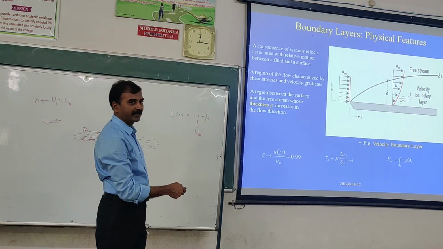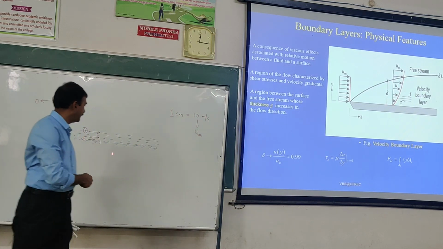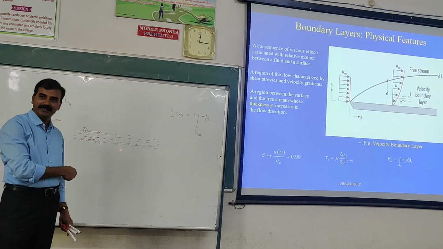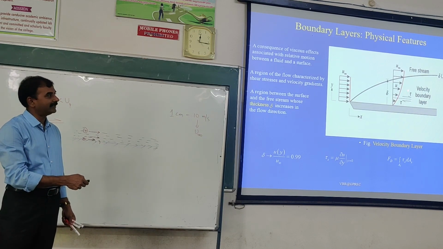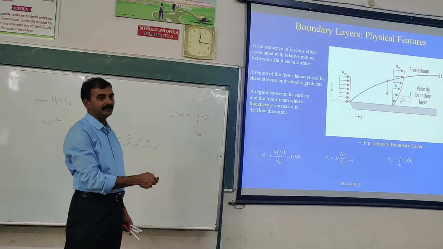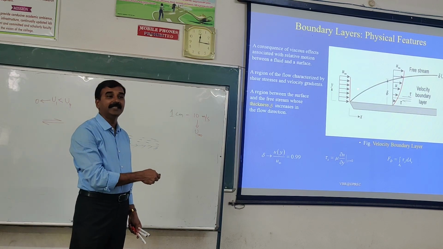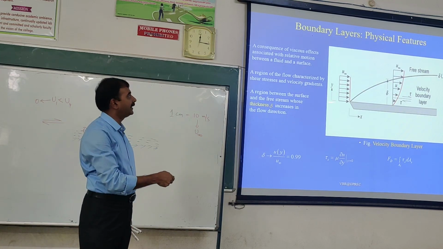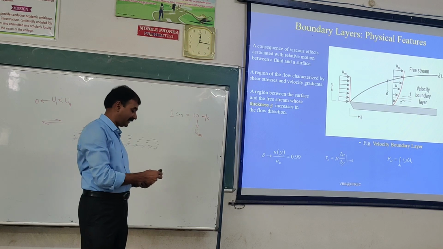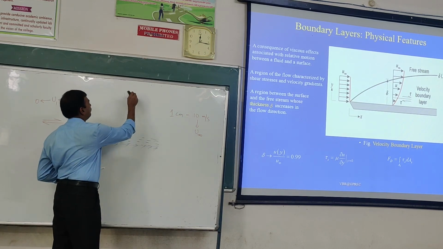Now at this point, is there any width? It's a point. So therefore what is the velocity here? Velocity is 0. As you go up slowly, what is happening? The effect of opposing force is decreasing, and hence the velocity is increasing. After a certain point, the velocity will become equal to the original or initial velocity, which we call free stream velocity. The U infinity is called free stream velocity.